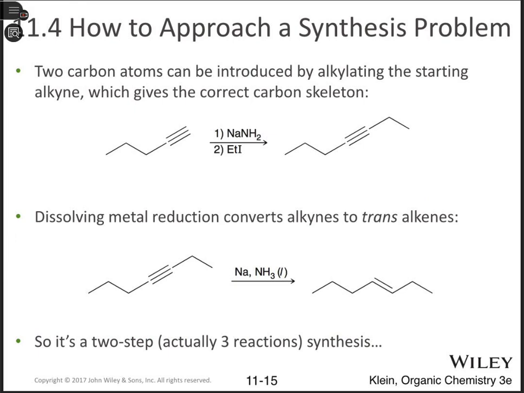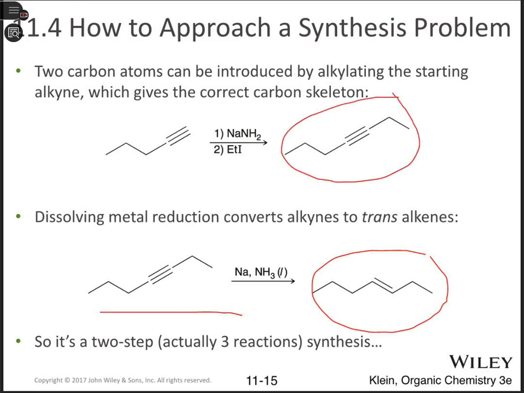So let's start at the end. At the last step, trans alkenes from an alkyne are made with sodium and liquid ammonia. If this was a cis-alkene, the only difference would have been in this step, I would write Lindlar's catalyst. So that would be going backwards. This is the last step. How do you make this alkyne from this molecule? It's, by the way, 1, 2 means 2 steps. That's 2 separate reactions.